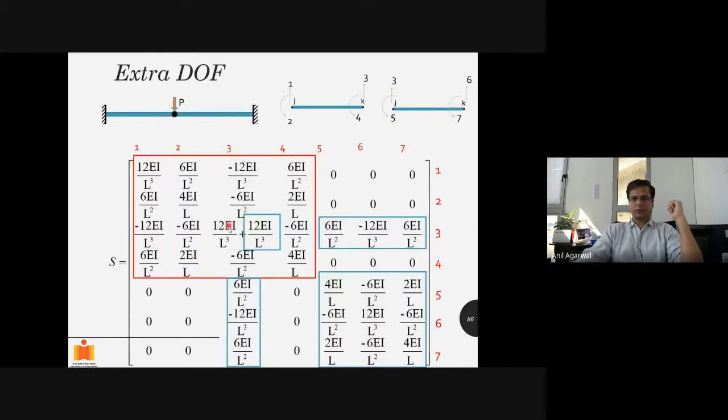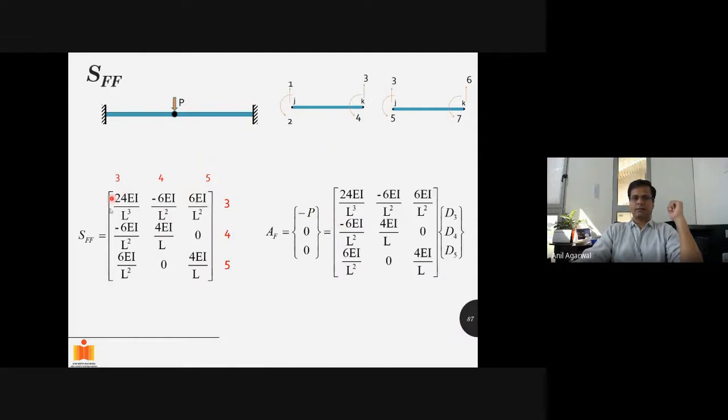So which were the terms corresponding to 3, 4, and 5? This is 3,3, this is 3,4, this is 3,5. Likewise, 4,3, 4,4, 4,5, 5,3, 5,4, 5,5. So this part I'll take out. That I write as the SFF matrix.